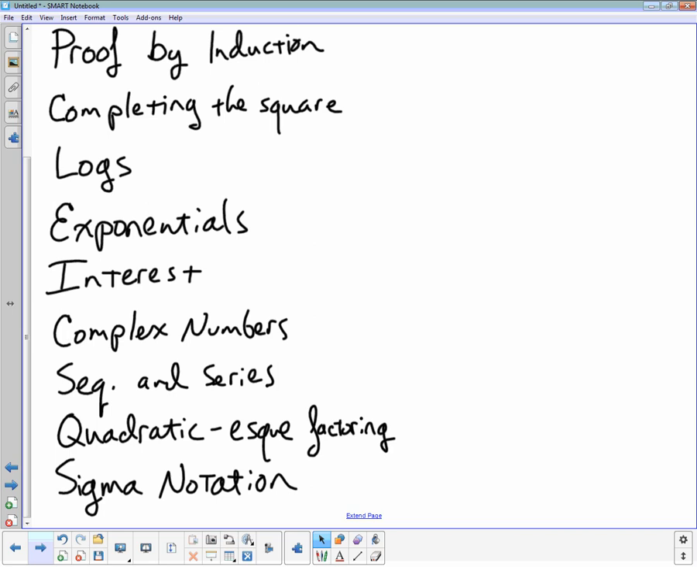Quadratic-esque factoring, and we did that when doing a substitution so that it becomes a quadratic. I'll go into that. Yeah, like when you have to do a substitution to make it look like a quadratic, and then you can factor it. Okay. All right.